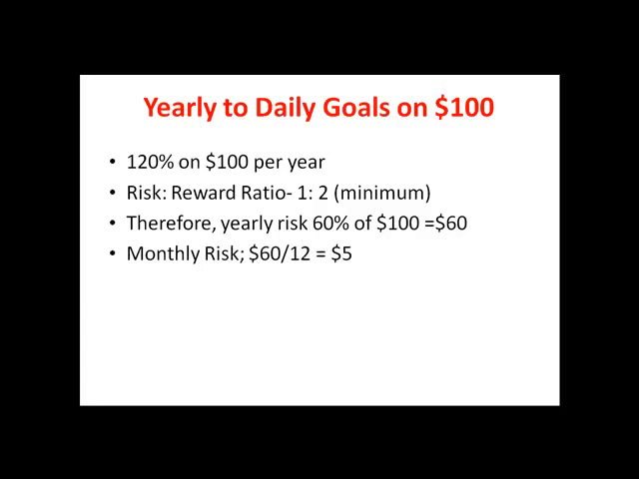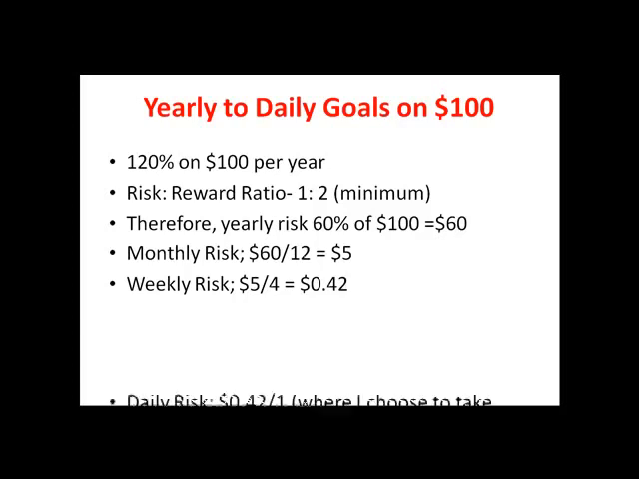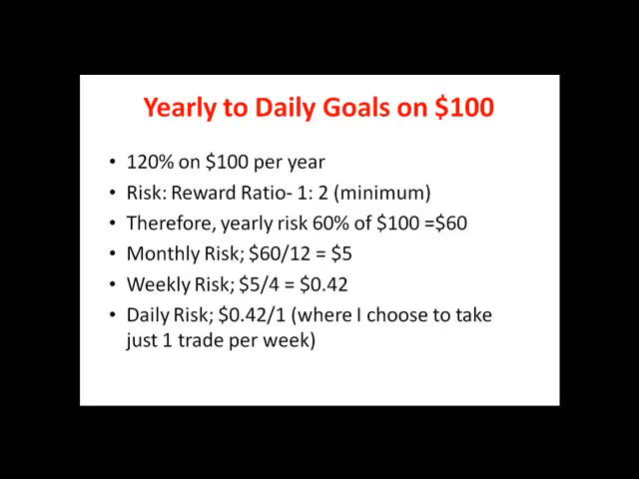Now, monthly risk, of course, is going to be having us divide the $60 by 12 months, which is $5 per month risk. And weekly, divide $5 by 4 weeks, giving us $0.42, that's 42 cents, which is less than $1. And of course, daily risk, if we just take only one trade per week, we will be risking only 42 cents per day, per week, per trade.